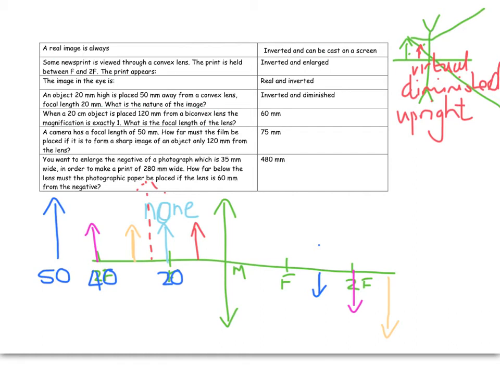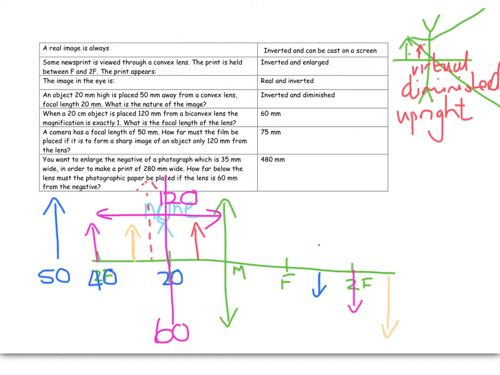When a 20 centimeter high object is placed 120 millimeters from a biconvex lens, the magnification is exactly 1. There's only one time when the magnification is exactly 1, and that's in this pink situation. Object at 2F, image forms at 2F. Which means that if I have placed this object 120 over there, that's 2F. So what is the focal length? The focal length for that particular lens would be exactly half of 120, which is 60.